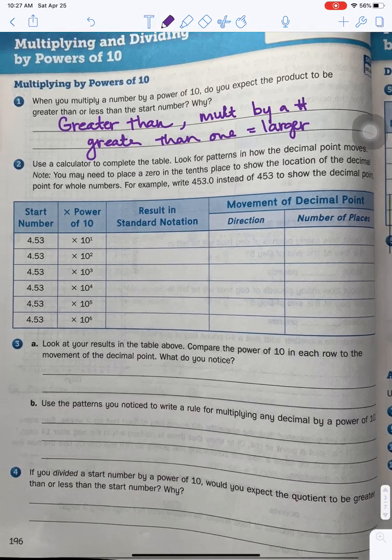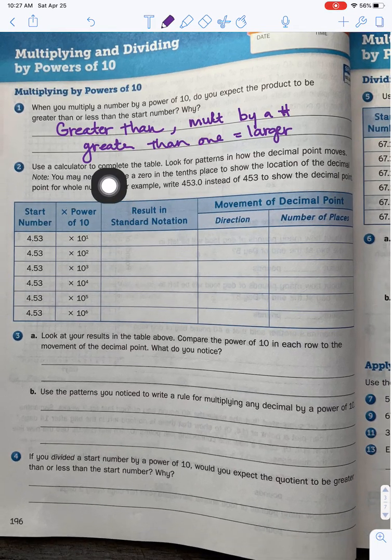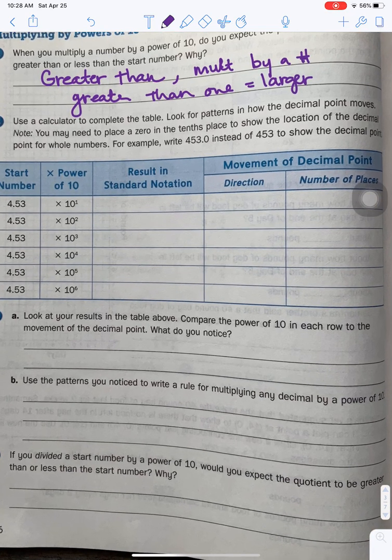Number 2, use a calculator to complete the table. Look for patterns in how the decimal point moves. Note, you may need to place a 0 in the tenths place to show the location of the decimal point for whole numbers. For example, write 453.0 instead of 453 to show the decimal point. So grab a calculator, and if you don't have one, that's okay.